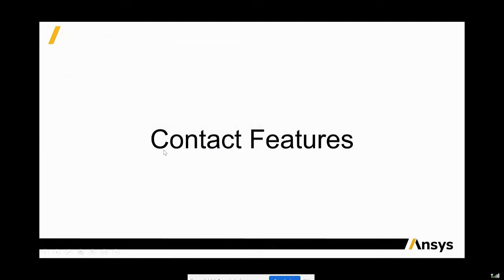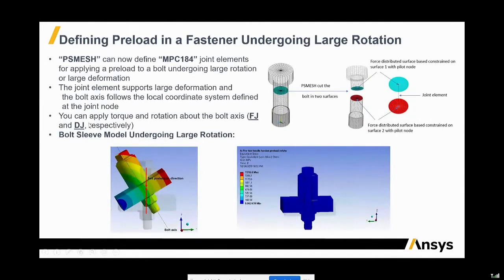So that's it for the new elements. So they were busy there. Let's talk about contact, which is probably the most important, I think the one that's going to impact the most people of what's coming out in this current version, or is out now actually. So in the past, if you defined a preload and a fastener undergoing large rotation, it didn't really work right because the coordinate system shifted and the direction stayed where it was.